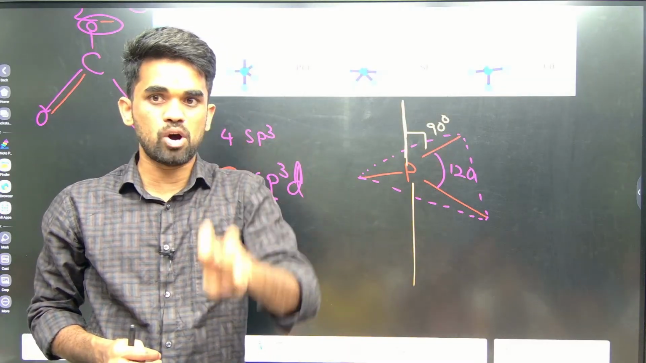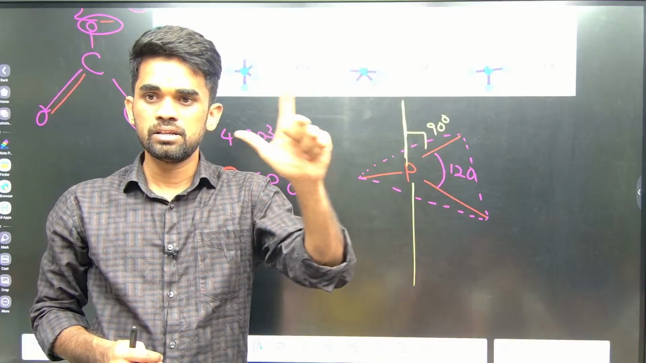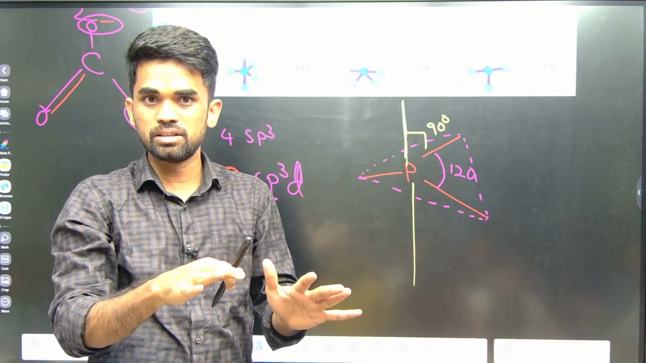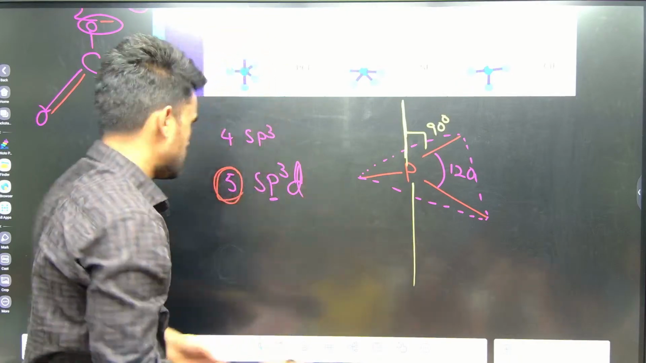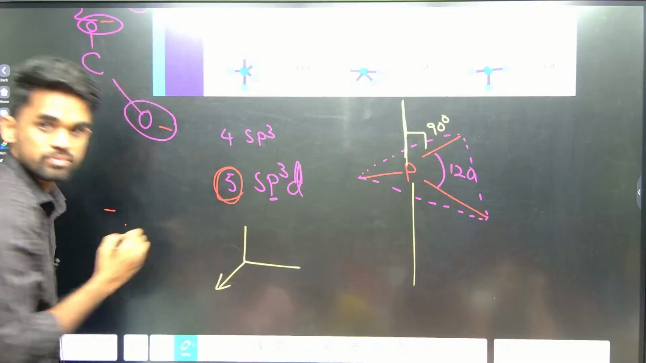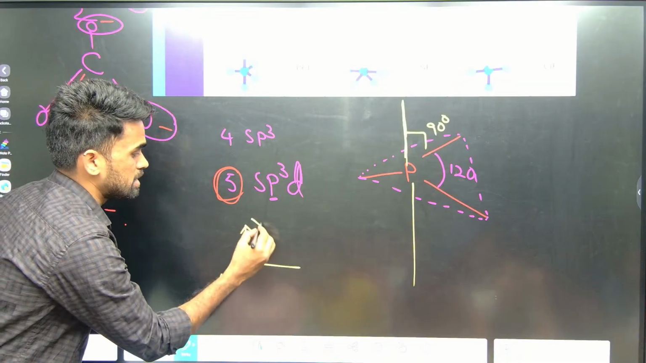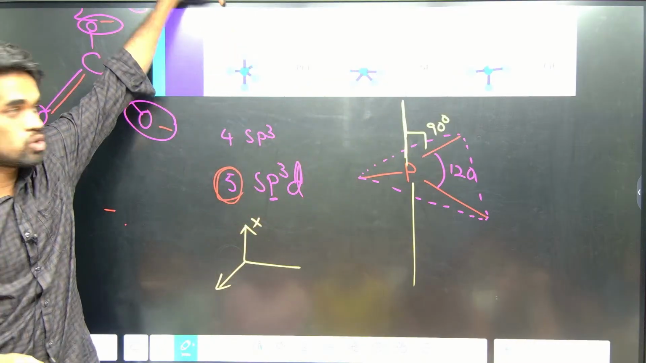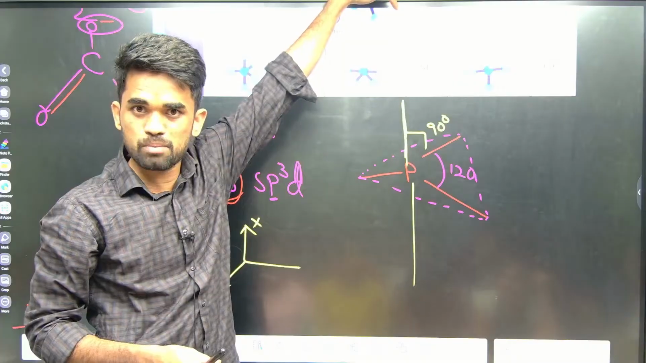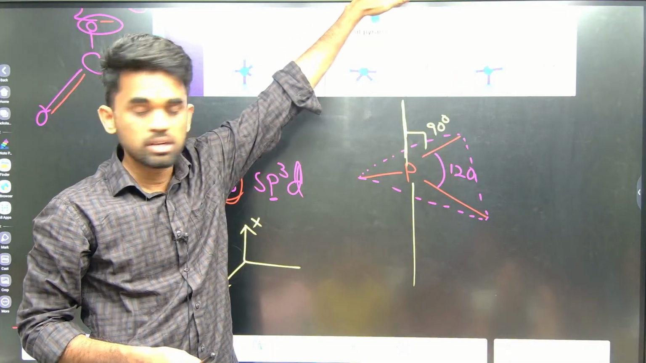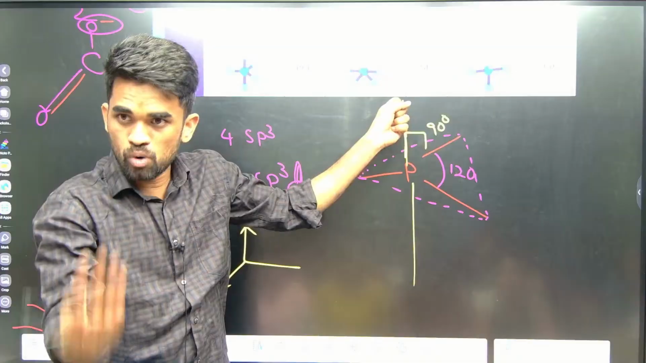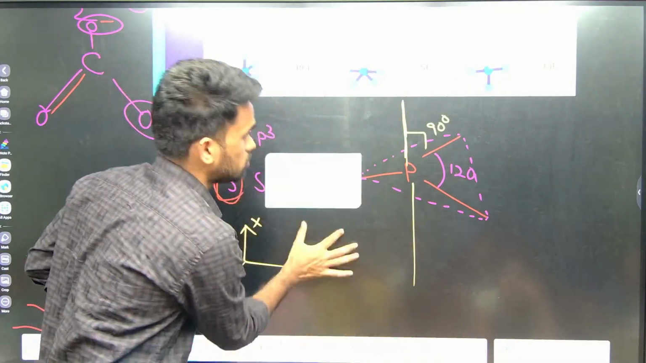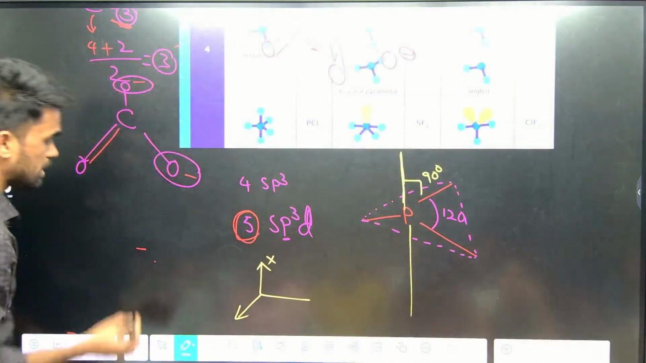One is axial, one is equatorial. So this axial bond length is greater than equatorial. See, if I say this is the x axis, this yellow color line is along the x axis. So can I say this as axial bonds? Yes or no? Yes, sir. So axial bonds have more bond length than the equatorial. Remember this.